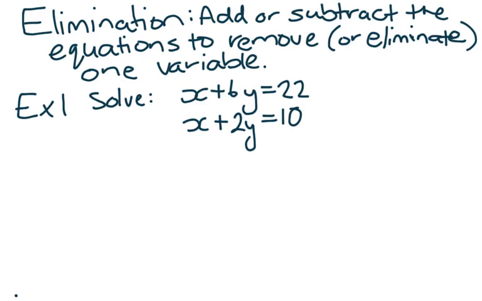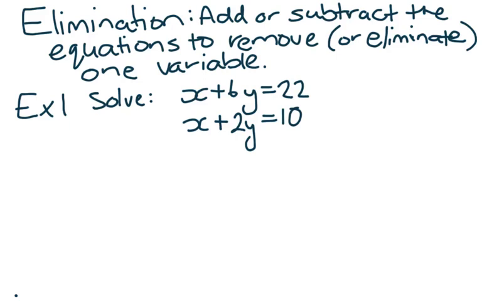So when we do elimination, we add or subtract the equations to remove or eliminate one of the variables. What we're looking for in the elimination method is for one of the variables to have the same coefficient. It doesn't actually matter if one of those variables has a coefficient that is positive 5 and the other equation has negative 5. It's the number that matters, not the sign.